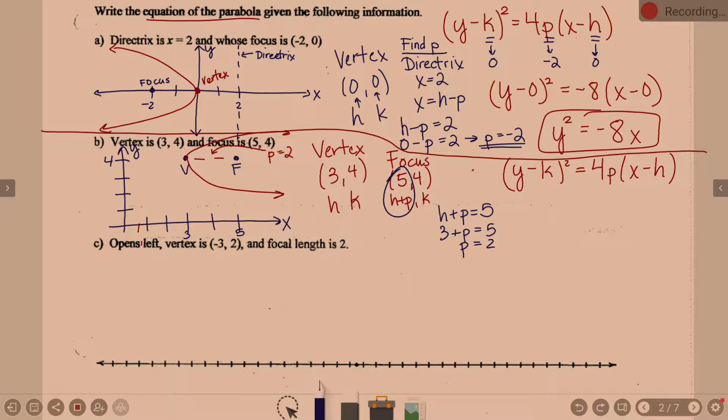Okay, did you write your equation? What do we know? H is 3, K is 4, and P is 2. And it makes sense that P is positive 2 because this parabola opens to the right. So I'm just going to write this and leave it: y minus 4 quantity squared equals 8 times x minus 3.